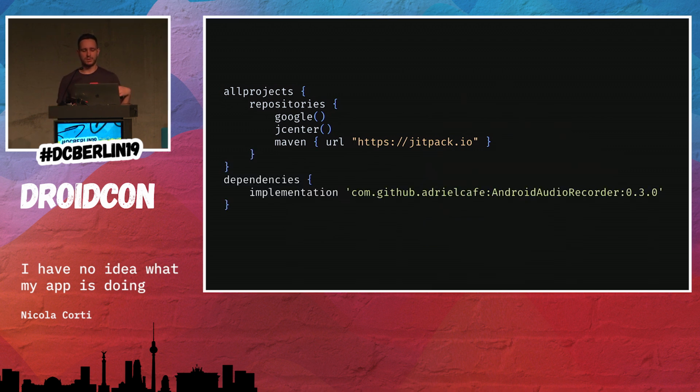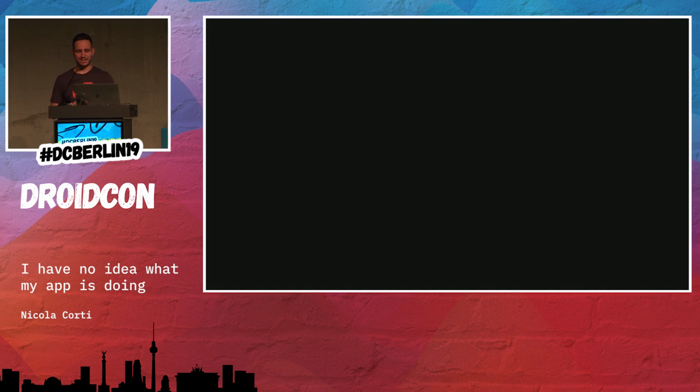So your Gradle build, whenever you request Android audio recorder 030, it will start to ask Google, hey, do you have it? They don't have it. We'll go to JCenter. JCenter used to not have this dependency, so ideally you would have asked Jetpack to get it. But someone else uploaded stuff on JCenter that had that same dependency. So if you comment out Jetpack, the build still succeeds. And that's a big problem.